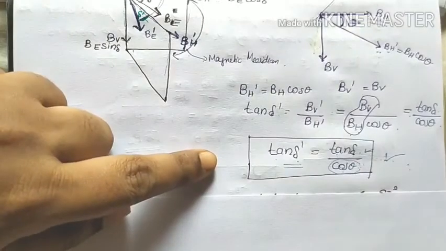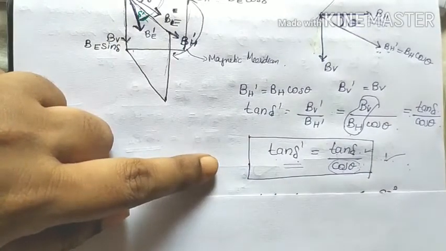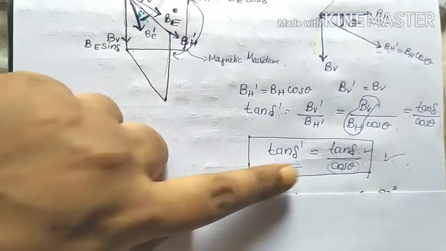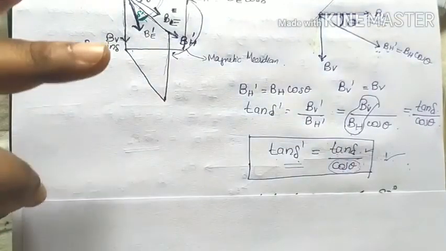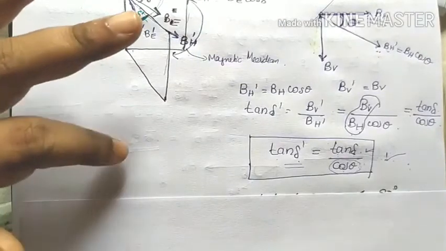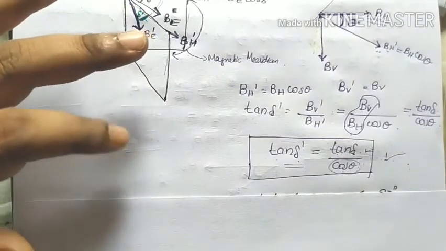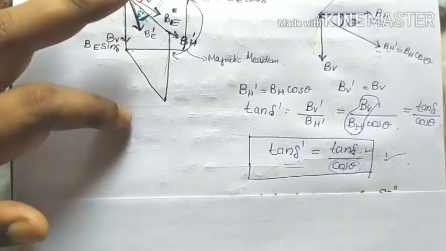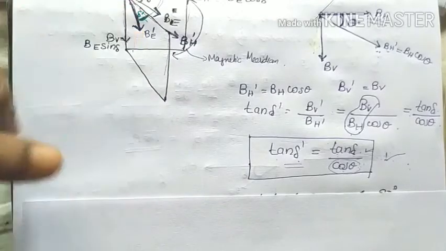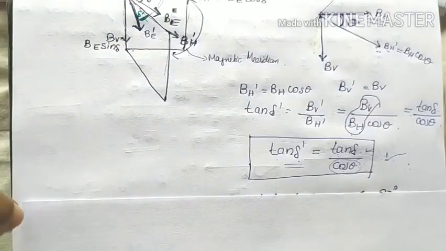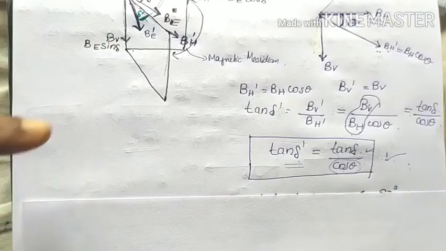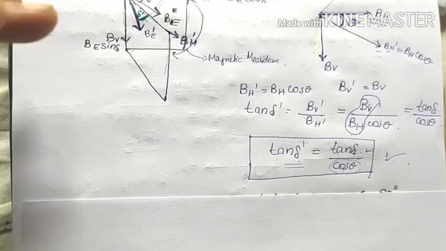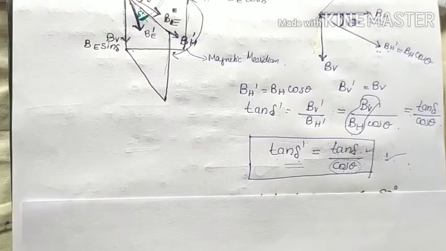We stopped with the topic of apparent dip angle, and we found a relationship between apparent dip angle and true dip angle. There are two types of dip angles: one is apparent and the other is real. Real dip angle is the angle made by the dip needle with the horizontal in the magnetic meridian, whereas apparent dip angle is the angle made by the magnetic needle with the horizontal of another plane, other than the magnetic meridian. This I have taken in the previous class.